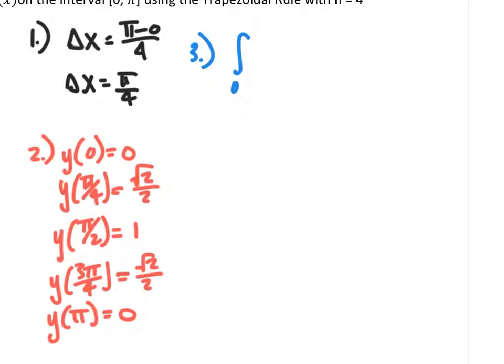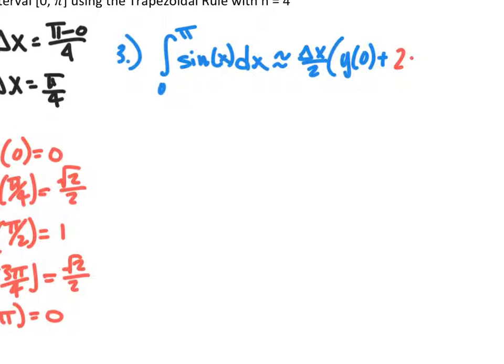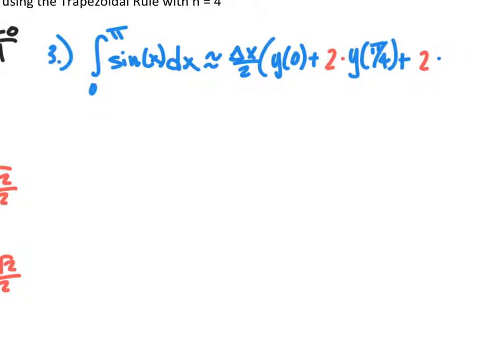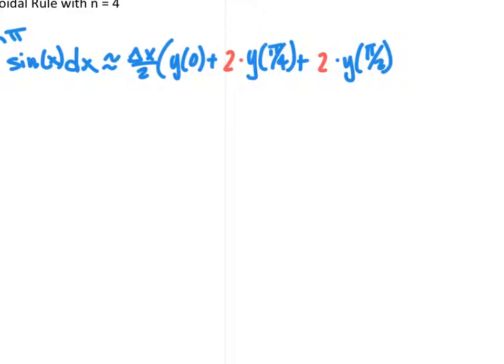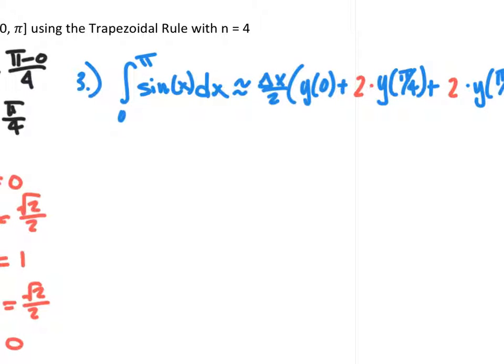So the integral from 0 to pi of sine of x dx is approximately, I'm going to do delta x over 2 times y of 0, plus 2 times y of pi over 4, plus 2 times y of pi over 2, and then plus 2 times y of 3 pi over 4, and then plus just a single y of pi. I'm going to substitute my values in. So my integral between 0 and pi of sine of x dx is approximately, and I'm going to plug pi over 4 in for delta x.